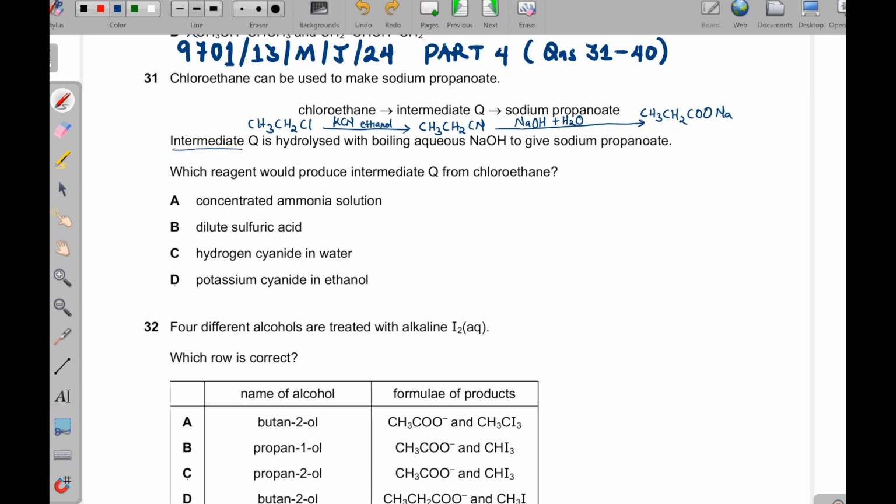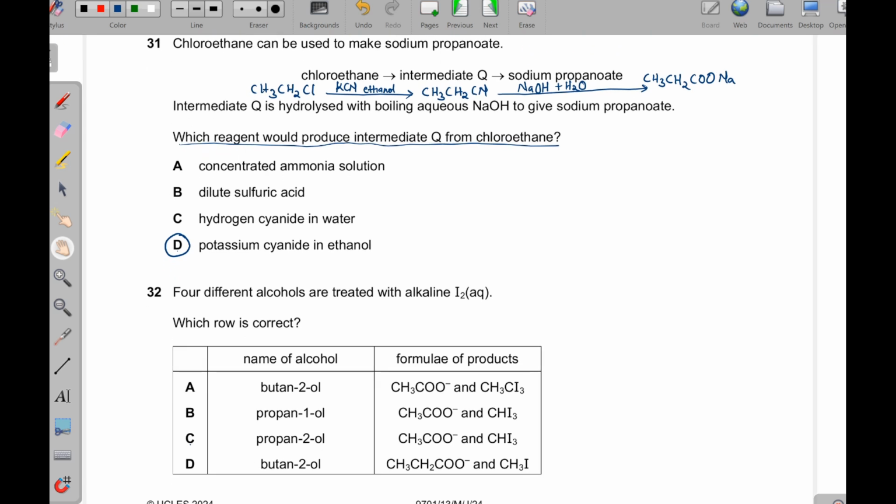So they are saying intermediate Q is hydrolyzed with boiling aqueous sodium hydroxide. That is exactly what I've said, to give sodium propanoate. Which reagent would produce intermediate Q from chloroethane? That is potassium cyanide in what? In ethanol. So this is our answer, D.